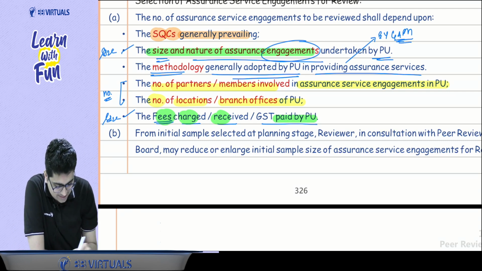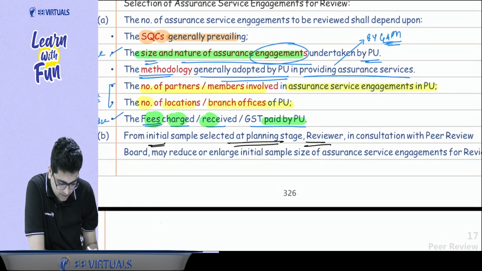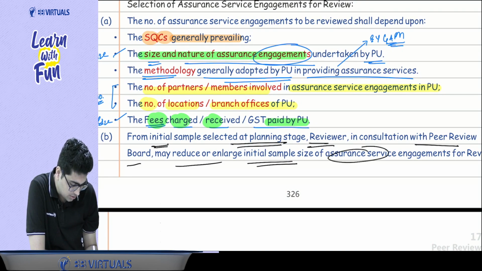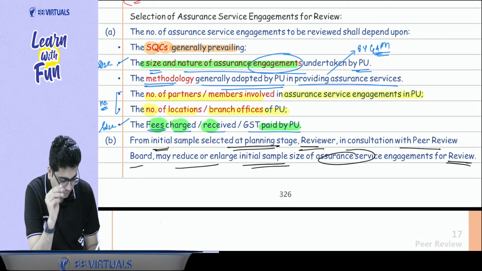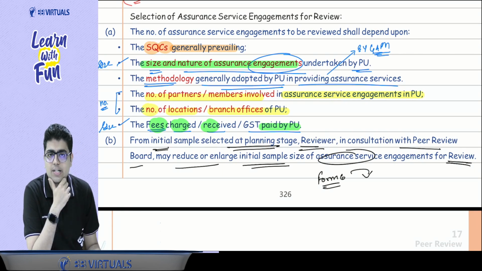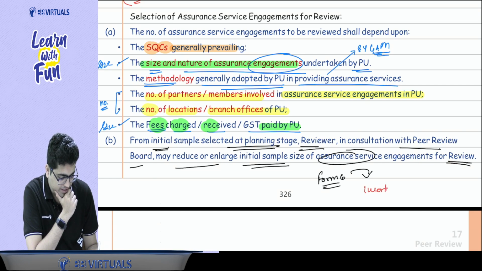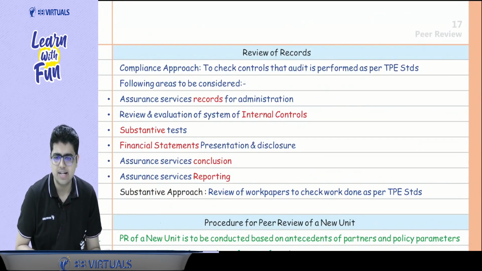So from the initial samples which are selected at the planning stage, the reviewer in consultation with the peer review board may enlarge or reduce the initial sample size of assurance engagements for the purpose of review. And again, if he wants to increase the sample size, the form was form number 6, and these additional samples need to be provided within 1 working day. Within 1 working day, the additional samples need to be provided. Awesome, sir, awesome. Now comes the next point, which is regarding the review of records.